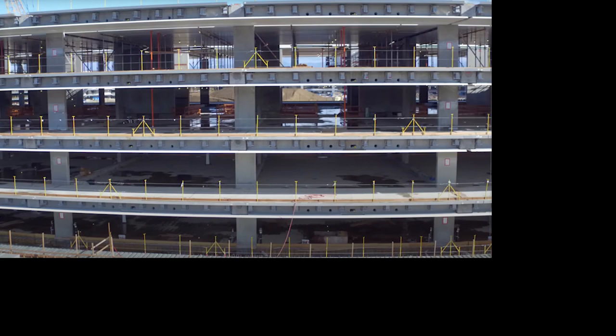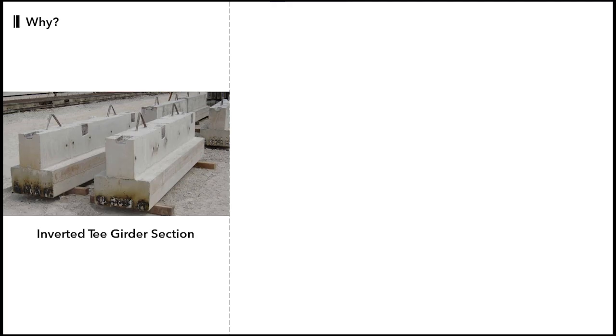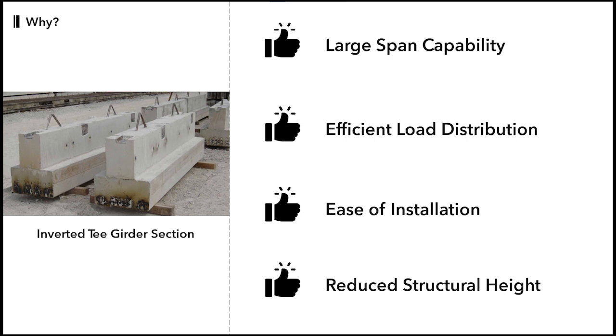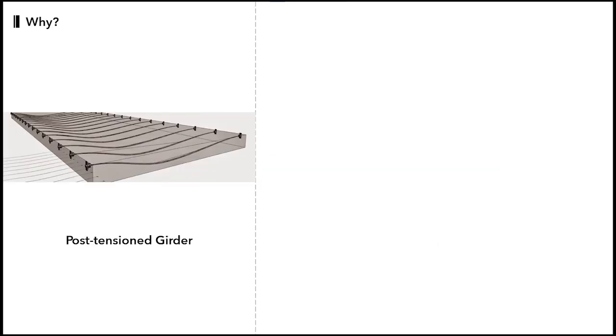The girder and wall edges were designed for the concentrated reactions. In Apple Park, the inverted T-girders were used to achieve the following objectives: large span capability, efficient load distribution, ease of installation, and reduced structural height. Also, the post-tension beam construction method was used. Apple Park chose to use post-tension girders because of these four advantages.